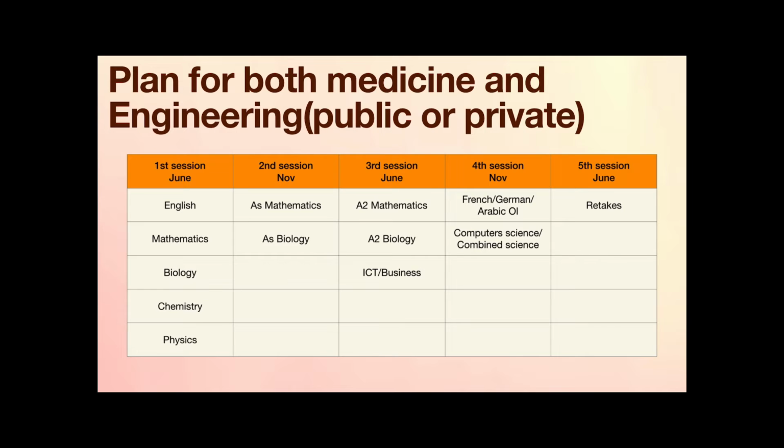The third session, which is June, it's a little bit longer, so the student can take A2 Math, A2 Bio, in addition to one IG subject, that may be ICT or business. The fourth November session, the student can take maybe one of the languages, French, German, or Arabic O-level, in addition to computer science or combined science.